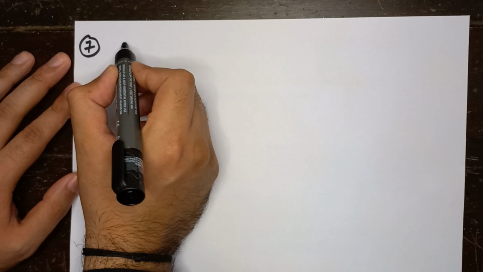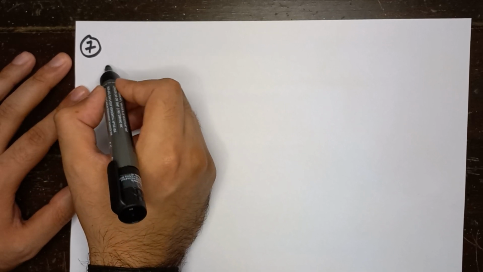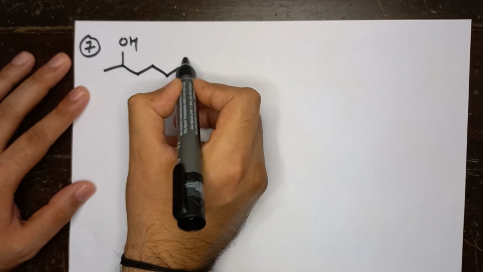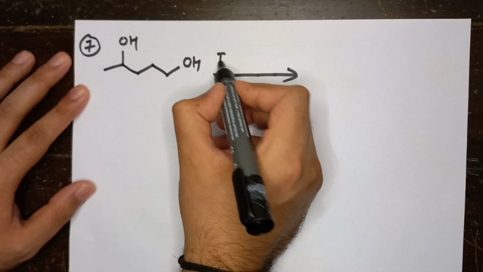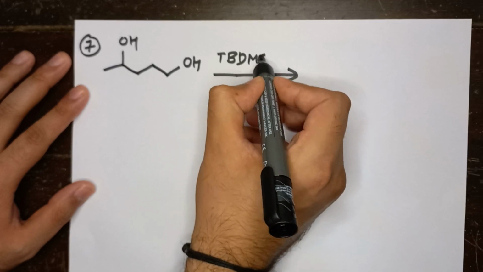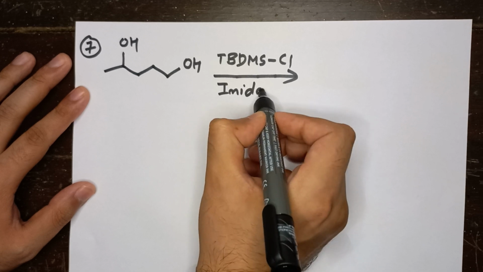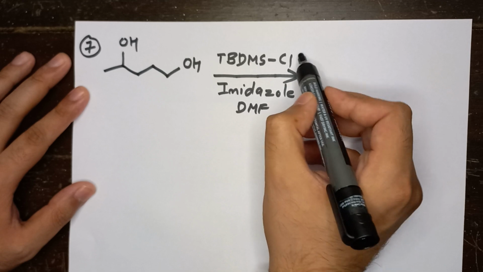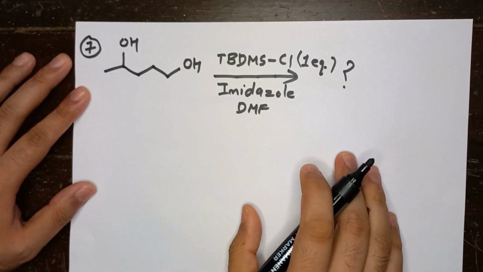Okay, so seventh problem. This time we have a secondary alcohol and a primary alcohol sitting on the same molecule, and we are reacting this with TBDMS chloride and imidazole as a base, DMF as a solvent, and you are using just one equivalent of this TBDMS chloride. So what is the product?